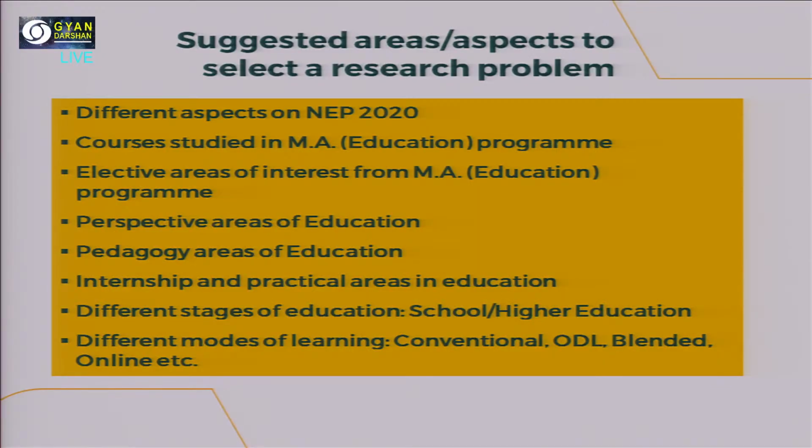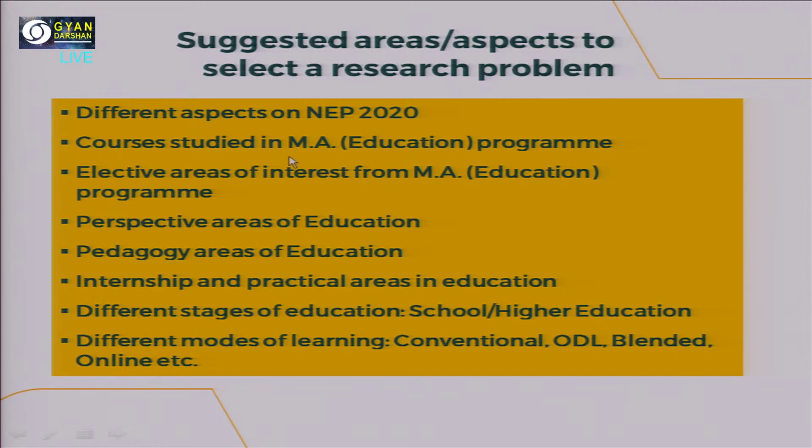So friends, these are certain sources that you will be using for selecting your research problem. And finally, before concluding, let me focus upon the different areas that you will be considering for selecting a research problem for your study. Let me focus upon suggested areas and aspects to select a research problem. The present, the contextual thing and the current development, that is different aspects of NEP 2020, National Education Policy 2020. It may be related to school education or higher education or pedagogy, technology, any aspect you can consider for selecting your research problem.